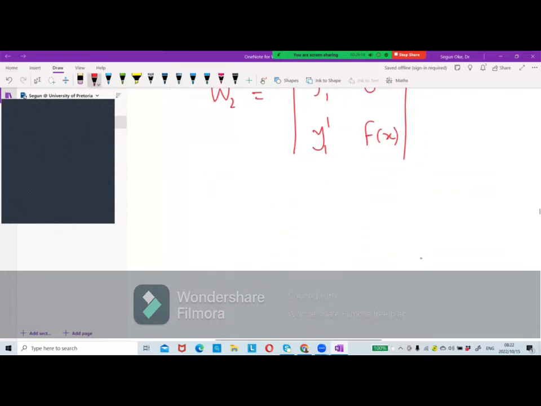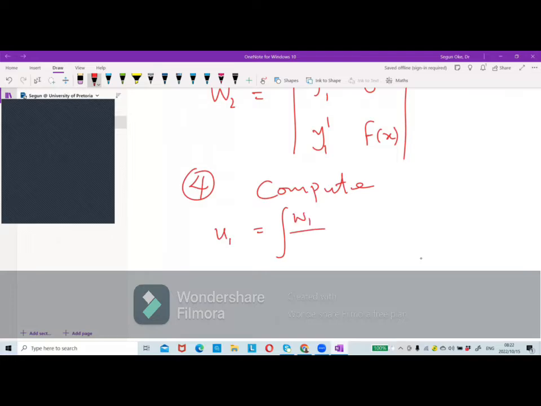Step 4. Compute your u1 to be equals to the integral of w1 over w dx, u2 to be equals to the integral of w2 over w dx. We integrate everything with respect to x. Then number 5, you find your y particular, which is u1 y1 plus u2 y2.